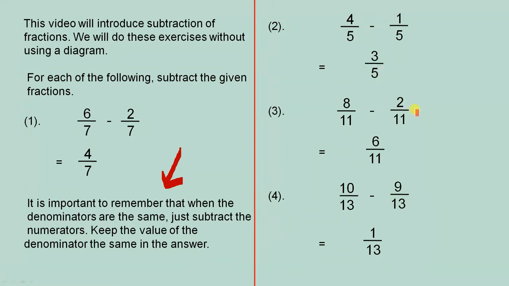8 over 11 minus 2 over 11. 8 take away 2 is 6, 6 over 11. 10 over 13 minus 9 over 13. 10 minus 9 is 1, 1 over 13.